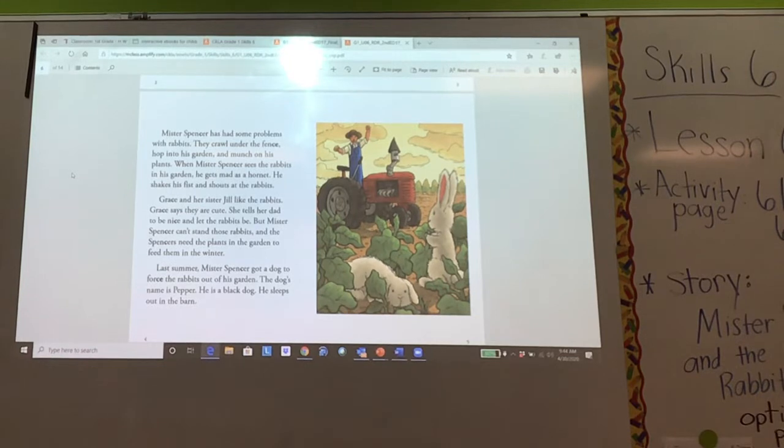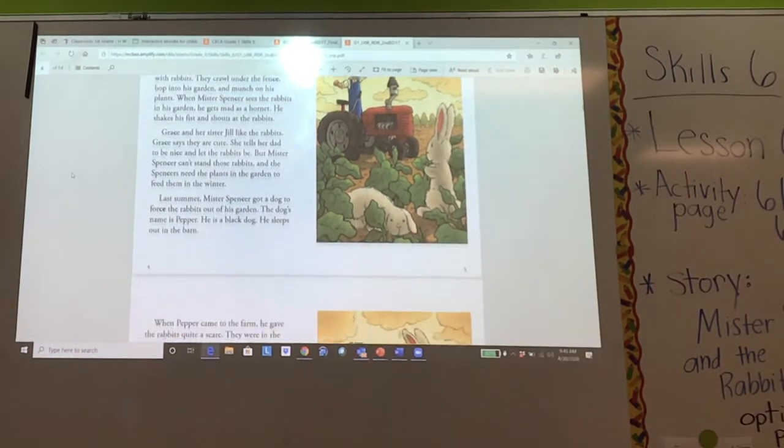Grace and her sister Jill like the rabbits. Grace says they are cute. She tells her dad to be nice and to let the rabbits be. But Mr. Spencer can't stand those rabbits, and the Spencers need the plants in the garden to feed them in the winter. Last summer, Mr. Spencer got a dog to force the rabbits out of his garden. The dog's name is Pepper. He is a black dog. He sleeps out in the barn.